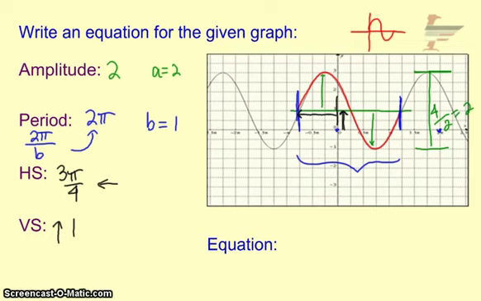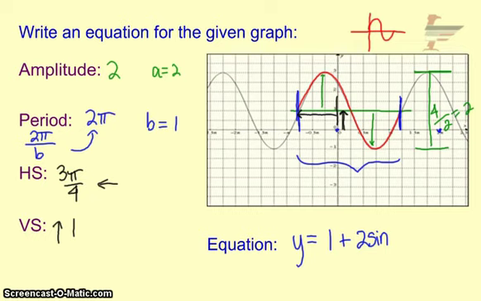Start that with y equals. This time I'll put the vertical shift at the beginning. You really can put it wherever you want. Because the vertical shift is going up 1, I need to make sure that that's a positive 1. This is not a reflected graph, so I know that our A value will be positive in our equation. So next comes the amplitude, our A value of 2, times the sine or cosine. We decided this would be a sine graph.